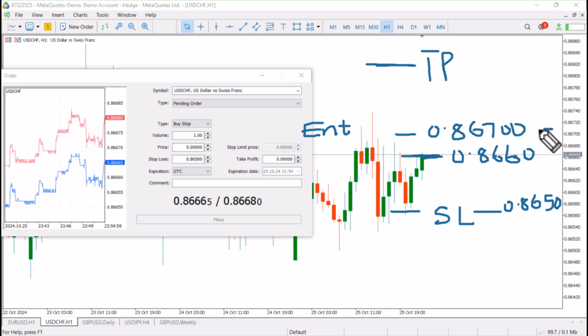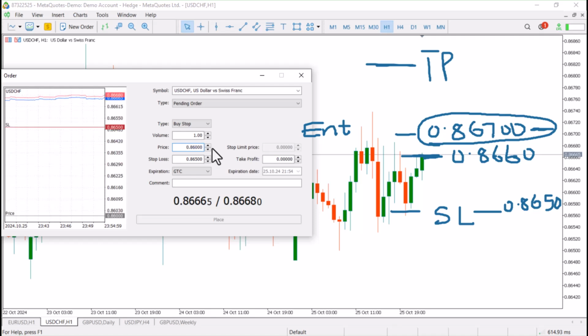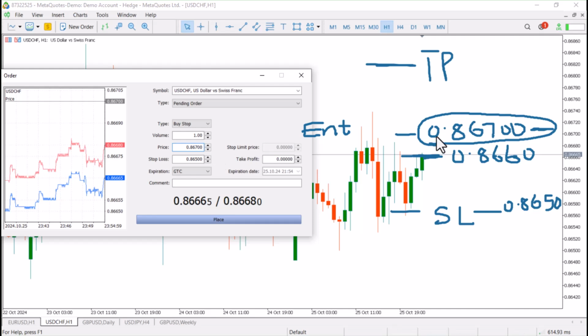Our stop entry level, this is it right here. This is at 0.8670. So we set our stop level, which is above the current market price, that is 0.86700. And then once we set that, then the next thing is we set our TP level.